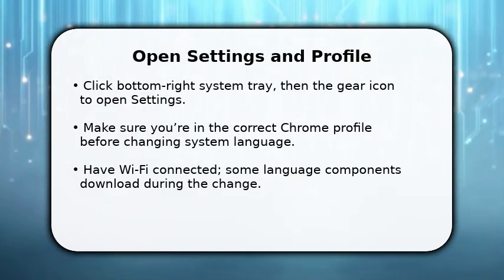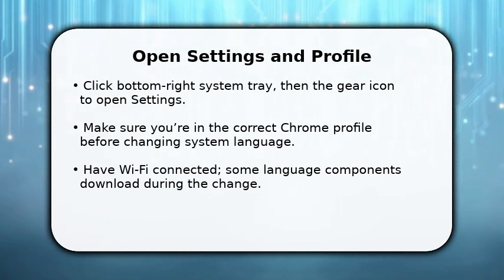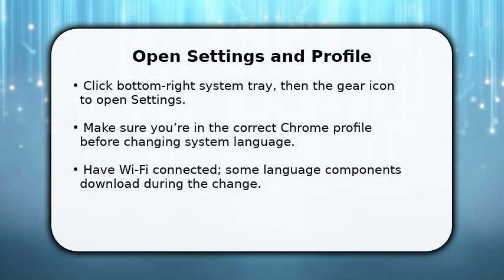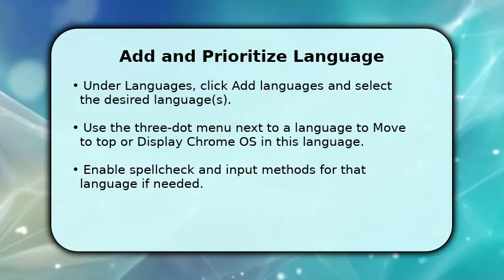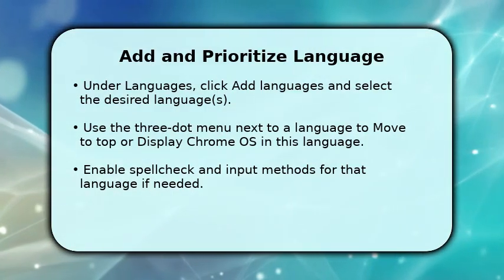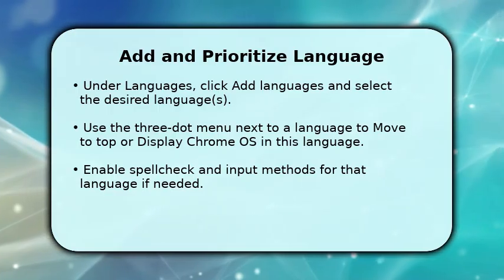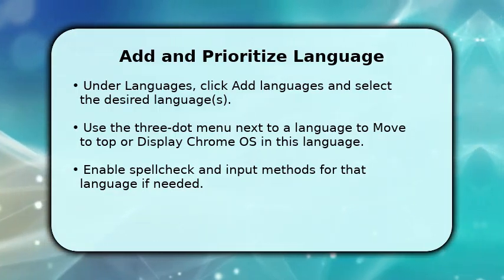Next, we add and prioritize the language you want. You'll add the language and then tell Chrome OS to prefer it. Click Add Languages, pick the language, and confirm. After it appears in the list, click the three-dot menu beside it and choose Move to Top to prioritize.